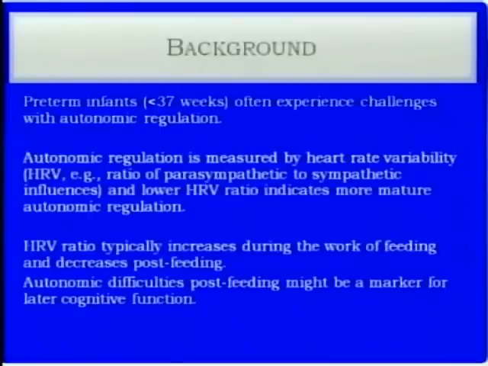So it's not the heartbeat that you can see on a monitor or that you can detect by auscultation, but it's the beat-to-beat variability. So you need specialized software to examine that sort of intra-beat variability. And it can be broken down with software into parasympathetic and sympathetic influences. And it essentially gives you a metric of how mature the baby's autonomic system is, or their autonomic regulation.